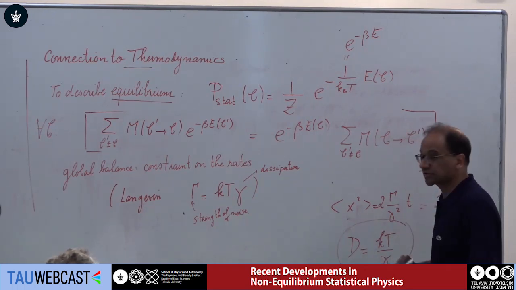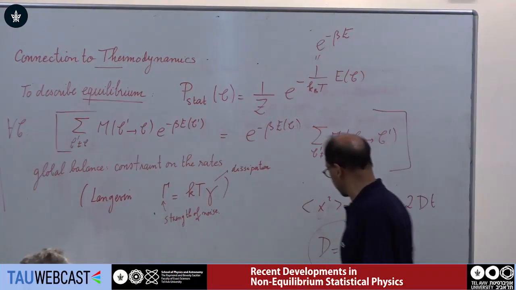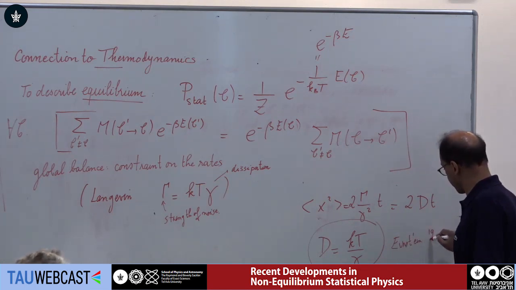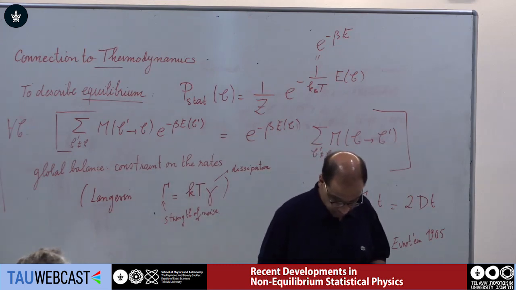All this is very standard, but this is Langevin's way of reconstructing it. This is the Einstein relation. This is really the Einstein relation between friction, temperature, and diffusion. So it's a very short way of reconstructing it.